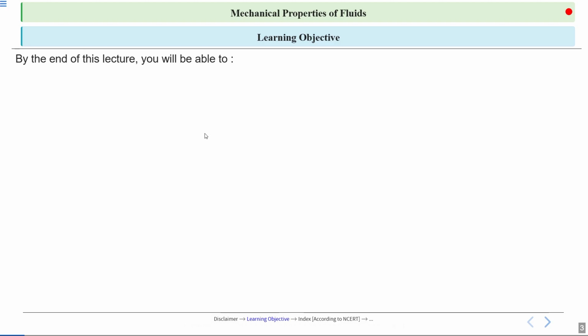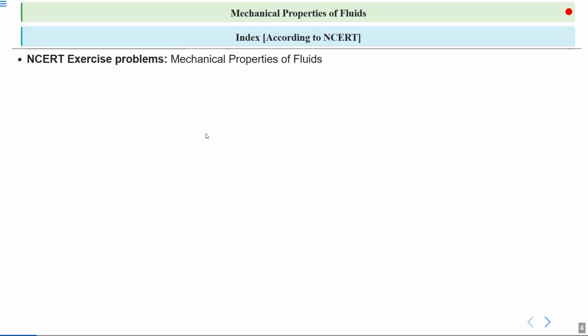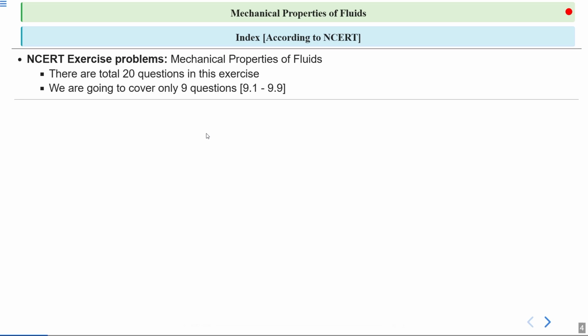Learning objective. By the end of this lecture you will be able to solve questions on mechanical properties of fluids by applying concepts of hydrostatic pressure, surface tension, and equation of continuity using proper reasoning and calculations. So in today's lecture, we will cover NCERT exercise problems, mechanical properties of fluids. There are total 20 questions in this exercise, but we are going to cover only 9 questions, 9.1 to 9.9.